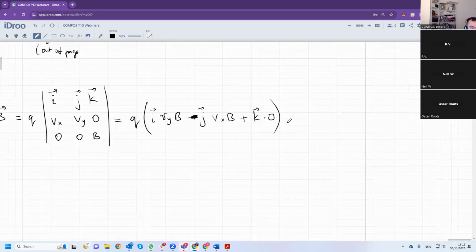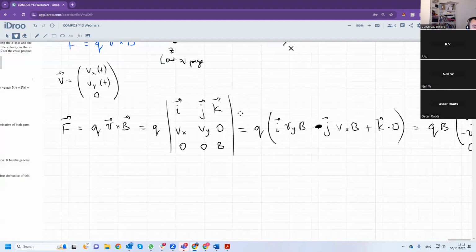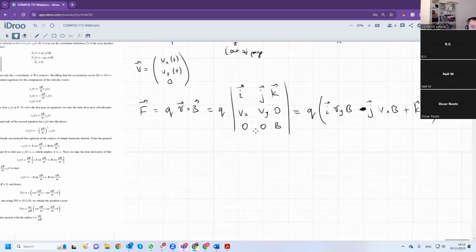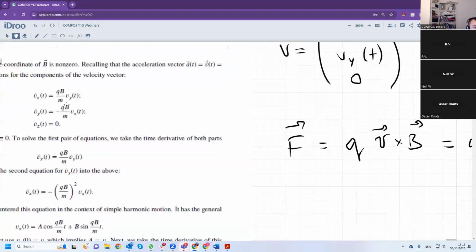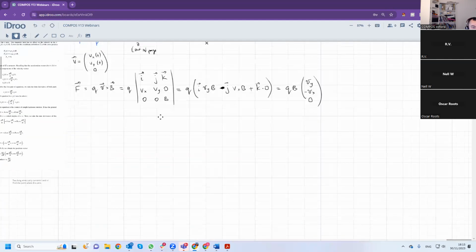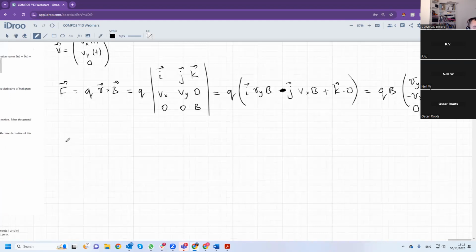And then I can write these out. It's qB times vy, minus vx, 0. Ooh, interesting. And this is what we see here. Okay. And the acceleration, well, I know force is mass times acceleration. So mass times acceleration is equal to qB times vy, minus vx, 0. So acceleration is equal to qB over m times vy, minus vx, 0.